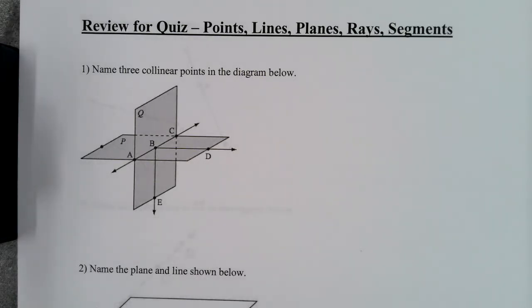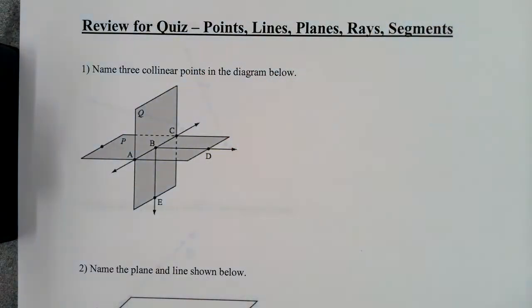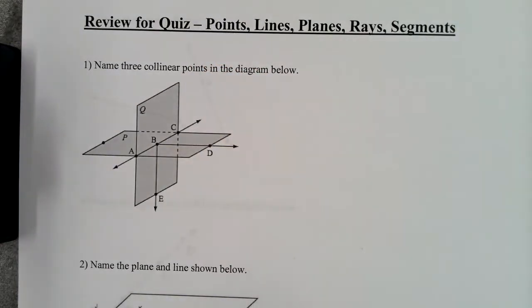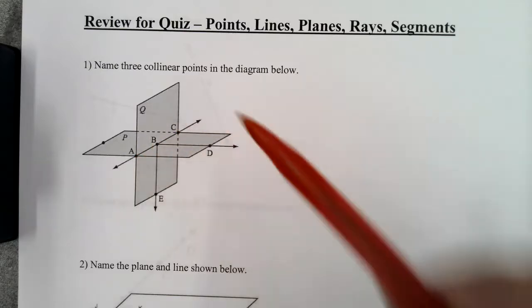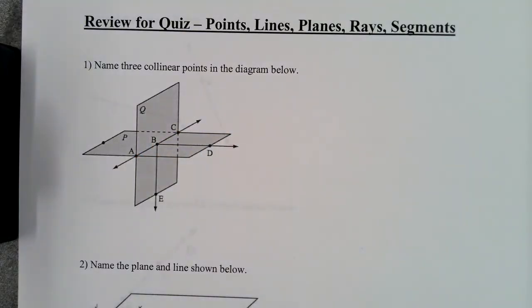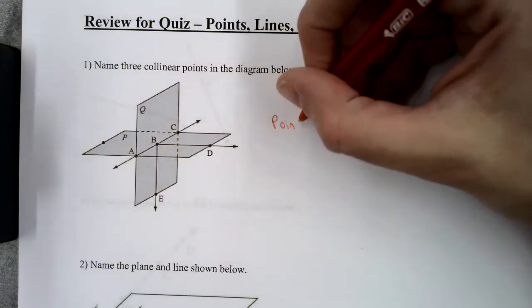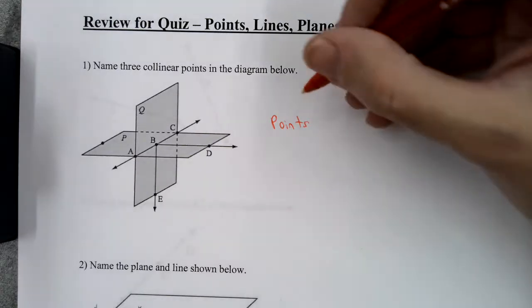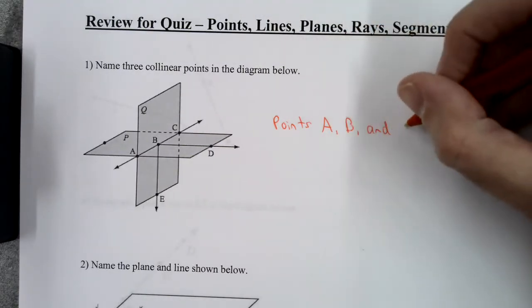Number one, name 3 collinear points in the diagram below. Collinear means that they are on the same line. So name 3 points that are on the same line. And the only option is these ones right here, A, B, and C. Those are collinear. So if you want to just put capital A, capital B, and capital C, that's fine. I'm just going to write points A, B, and C.